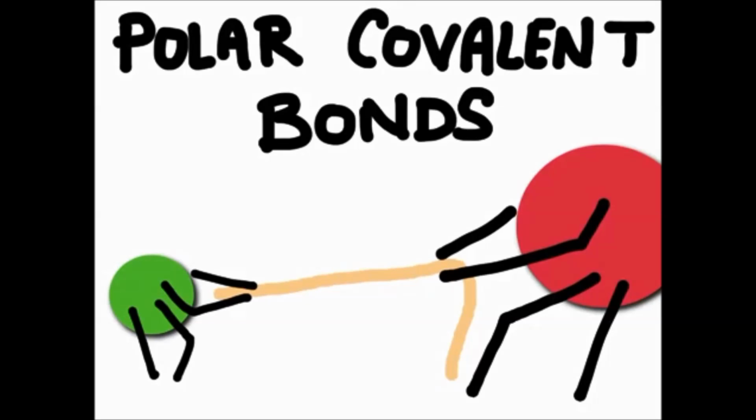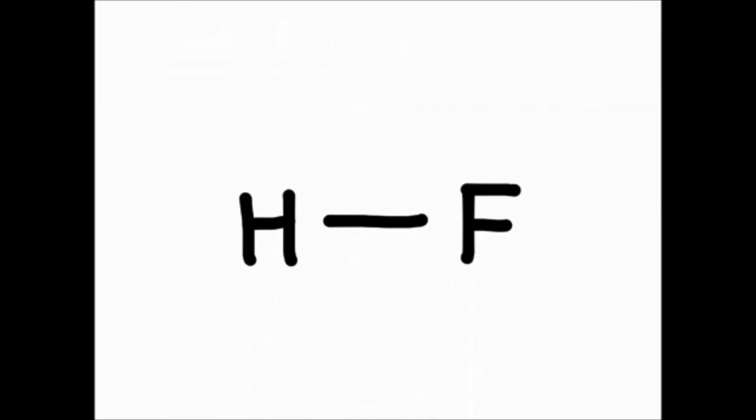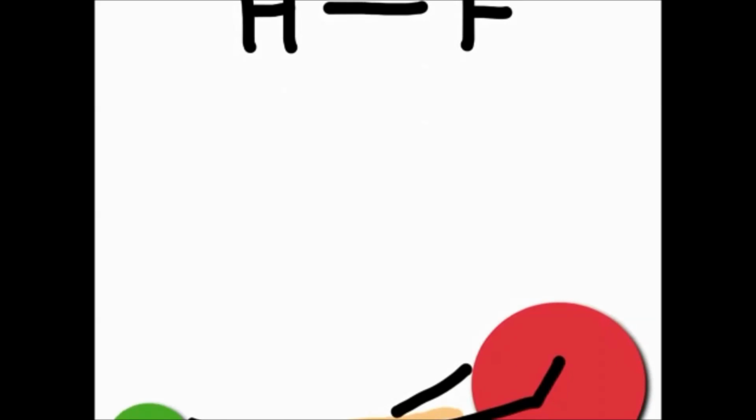In this video, we're going to talk about polar covalent bonds. The big idea here is uneven sharing of electrons. We usually represent a covalent bond with a single line connecting two elements to each other. In this single line, there are two electrons being shared, one electron from either atom. It would seem that based on this structural formula that the electrons are being shared evenly. However, this is not always the case.